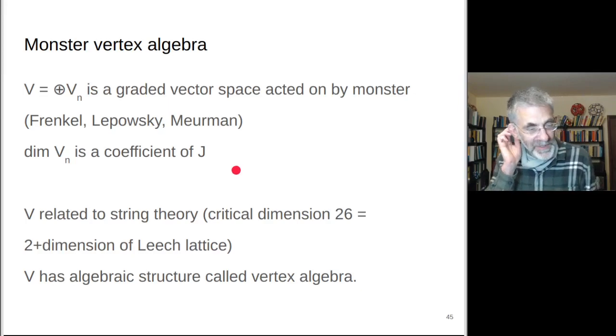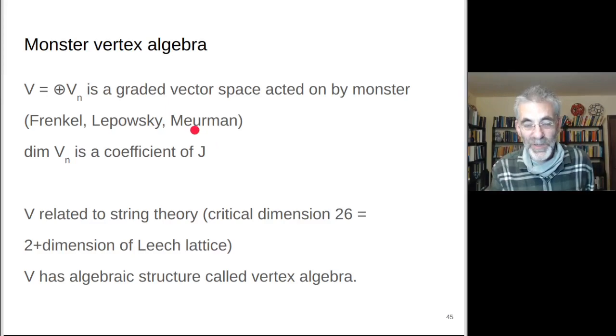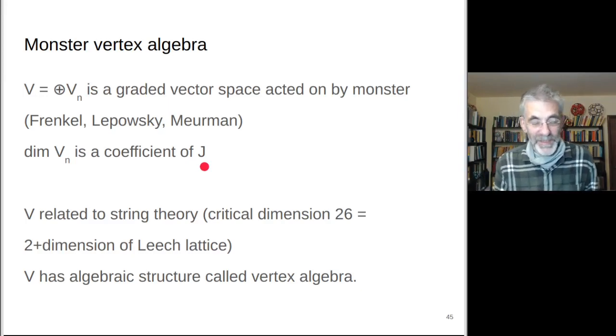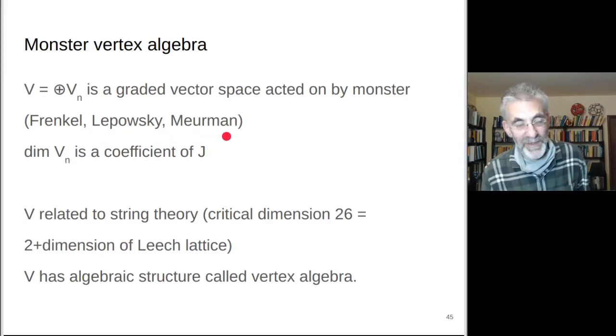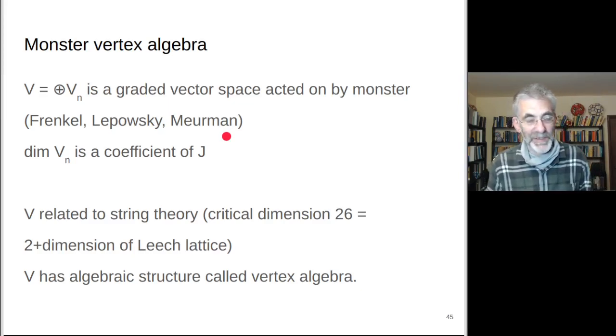So John Thompson suggested that the reason for this might be that the monster acts on a graded vector space of infinite dimension, which is a direct sum of pieces of finite dimension, and the pieces of finite dimension have dimension equal to a coefficient of the elliptic modular function. And such a vector space was constructed by Frenkel, Lepowsky and Meurman in the early 1980s. Their construction actually used ideas from string theory.